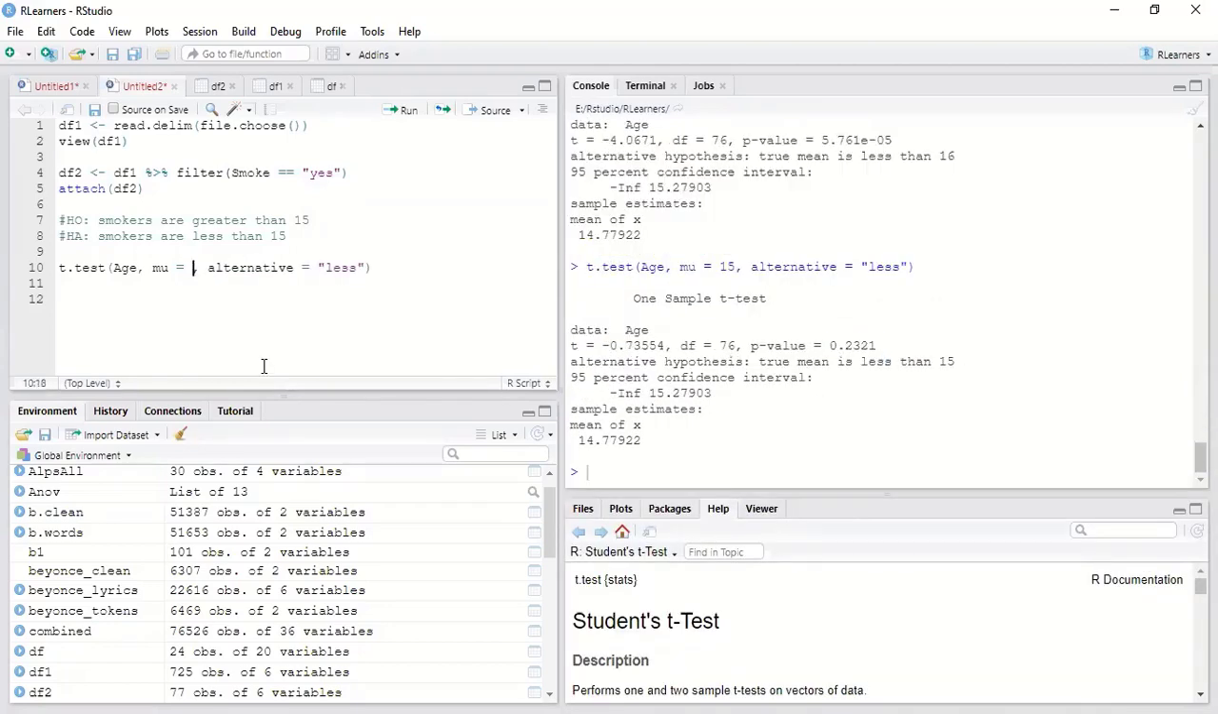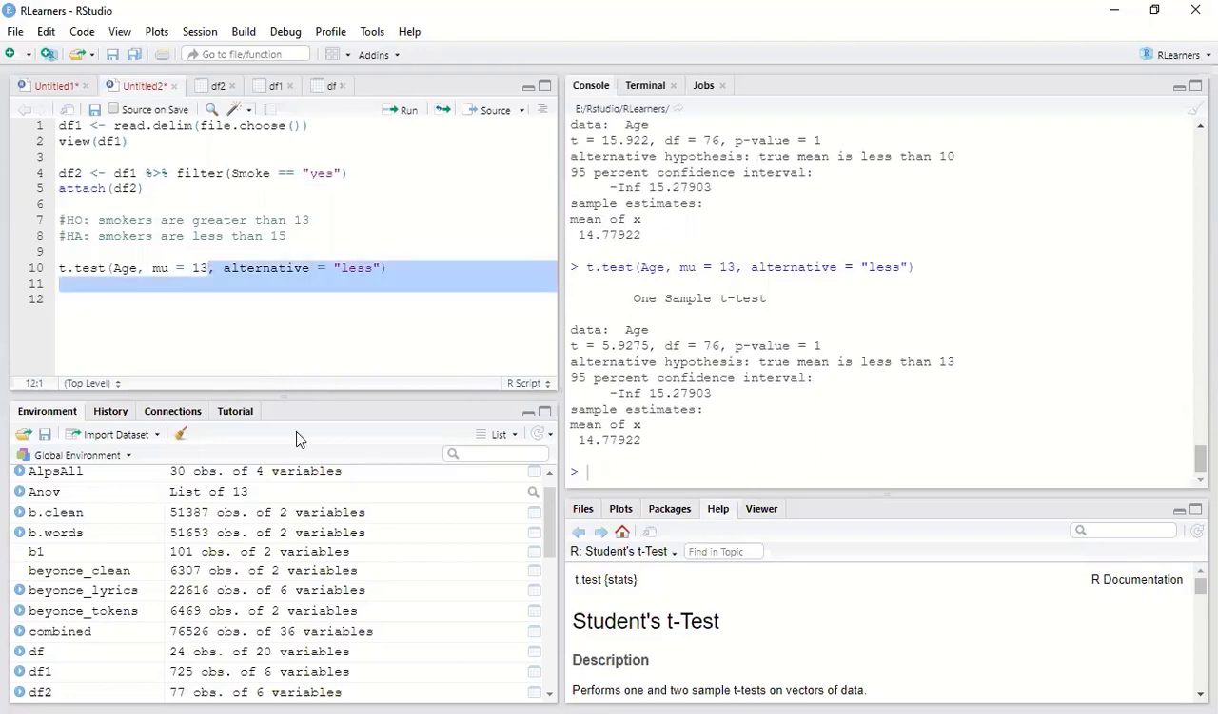But let us check a mean age of 10 years. We assume the null hypothesis that the smokers' mean age is greater than 10. Let's see. It is 1, so yes, the mean age is greater than 10. That is true. So let's see about 13. Put 13 here: the mean age of a smoker is greater than 13. Let's see. Yes, it is greater than 13.